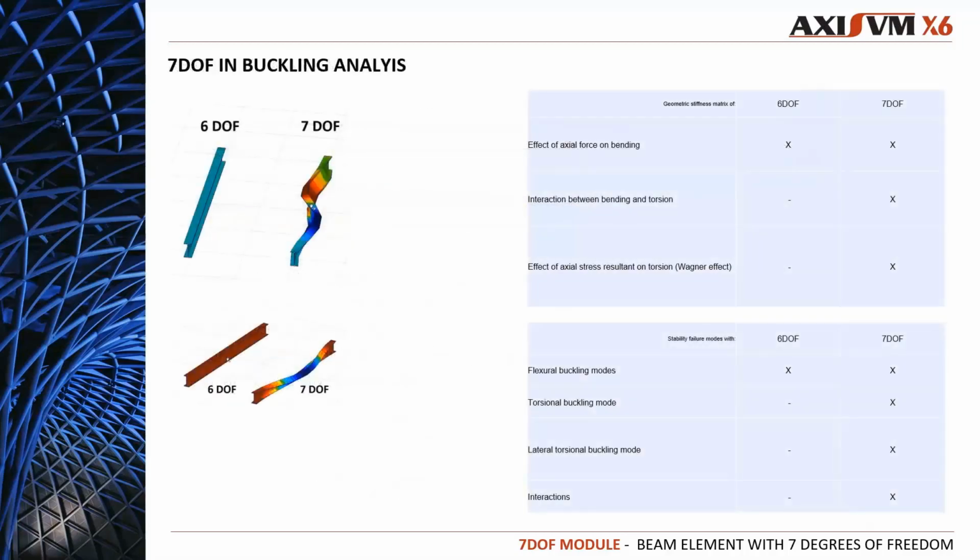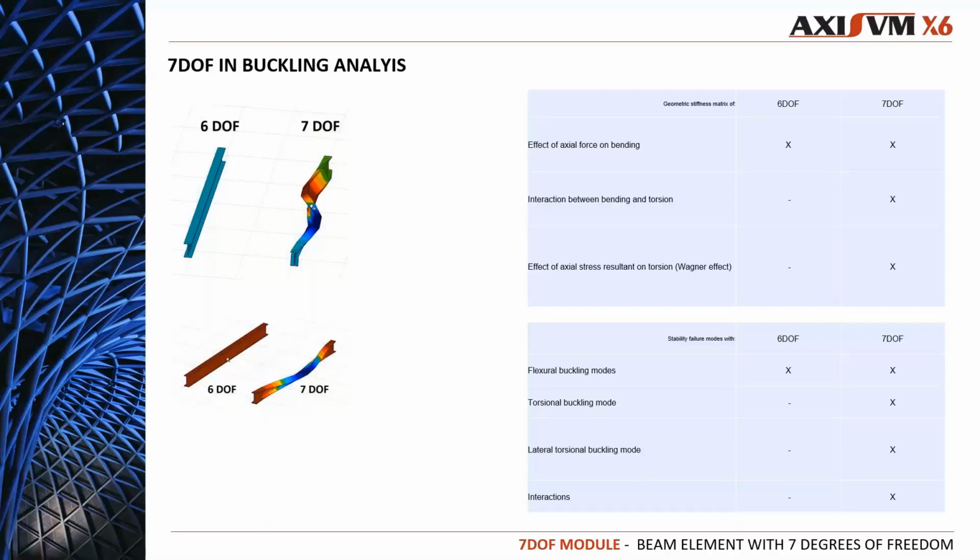The other important effect is in buckling analysis, especially in the case of steel members, because steel members are usually relatively slender, and they can undergo various modes of global stability failures, such as flexural, torsional, lateral-torsional buckling, or any interactions of these, since the global buckling forms are most often not pure failure modes.